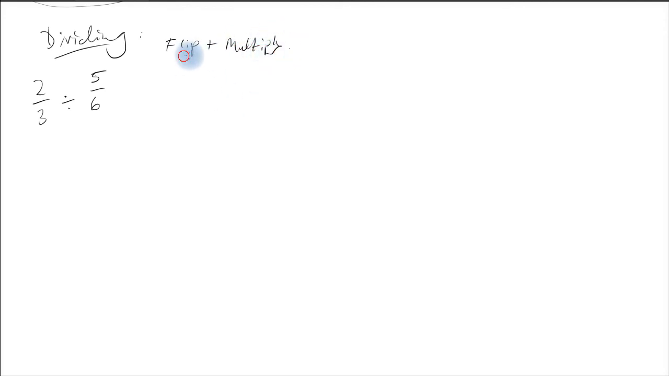Okay, flip and multiply is the thing. So 2 on 3 divided by how many 5 on 6's? The method to use is 2 on 3. So multiply, but flip this second one. So 6 on 5.